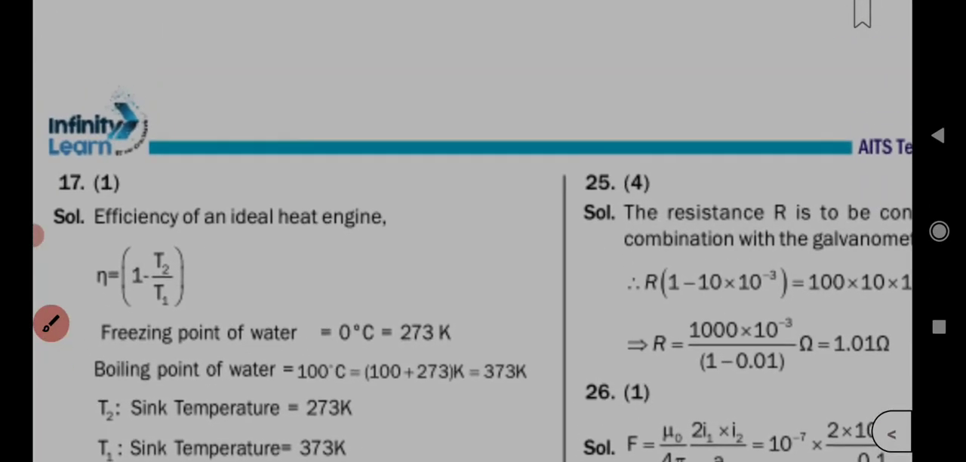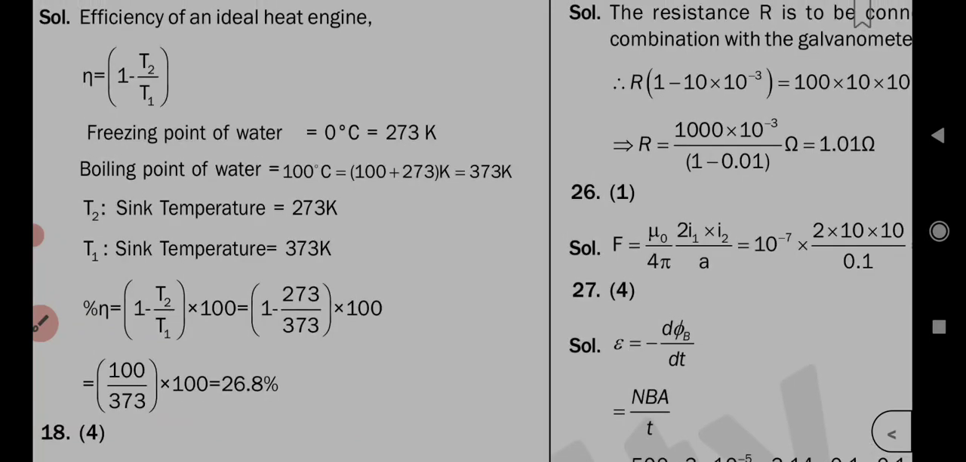Next question, let's see. This question is very interesting. It's a previous year question also. The efficiency of an ideal heat engine working between the freezing point and boiling point of water is.